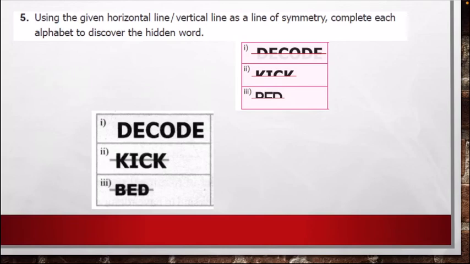So the hidden word there is decode. How about the next one? It is in the form of a V, but the shape is kick. So kick is the answer for it. The next one is a little bit difficult for you, but if you draw the identical position below, you can easily get the answer. So if you draw it below, you will get bed. Yes, of course it is. So this is how, by using the horizontal line and vertical line of symmetry, you can complete these hidden words. Okay, so this is how we have completed our exercise problems based on today's class.